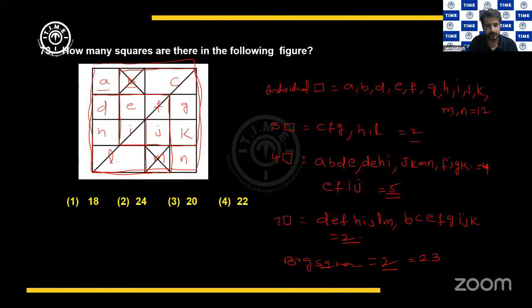Which one are we missing out? A, B, D, E, D, E, H, I, J, 3, 3, 6, 7, 8, 9, F, G, J, K is taken, and J, K, M, N is taken, C, F, G is taken, H, I, L is taken, A, B, D, E is taken, D, H, I is taken, E, F, I, J is also taken. Yes, all the 5 are taken.